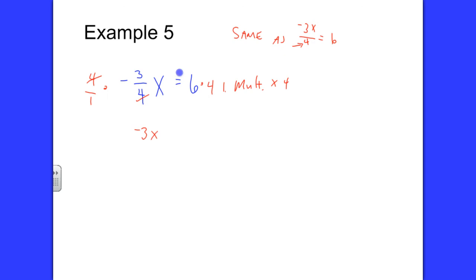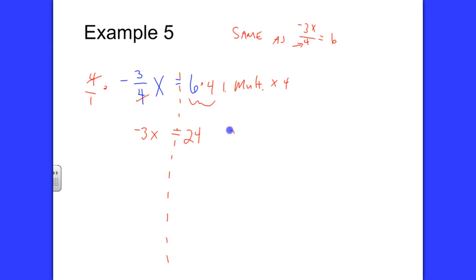And I did it again, didn't I? Boy, I've been forgetting to put that line on the paper, my equal sign. You've got to keep your two sides separate. Multiply that times 4, multiply that times 4. You got negative 3x is 24.